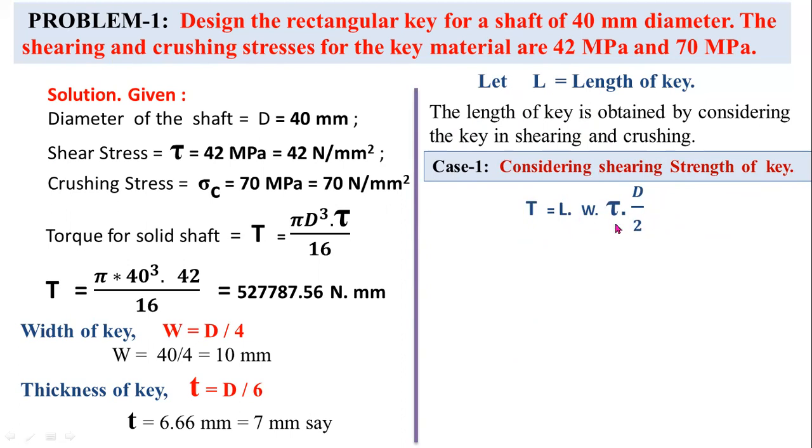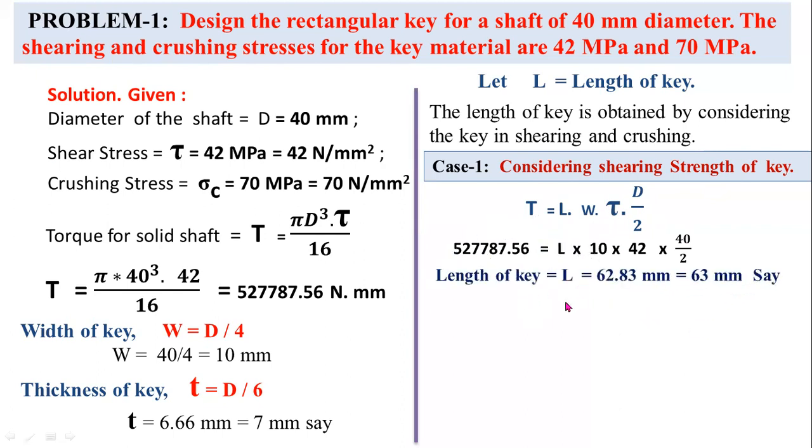In this equation, you have to substitute the value of width, shear stress, diameter, and torque value. From this equation, you can get the value of length of the key. The required length of the key L equal to 62.83 mm, nearly equal to 63 mm. So this is the length of the key on the basis of shearing strength.